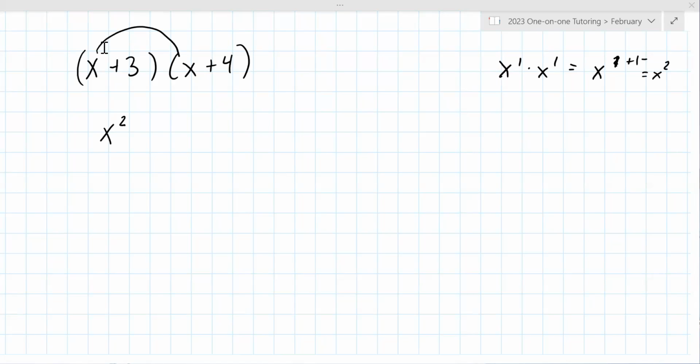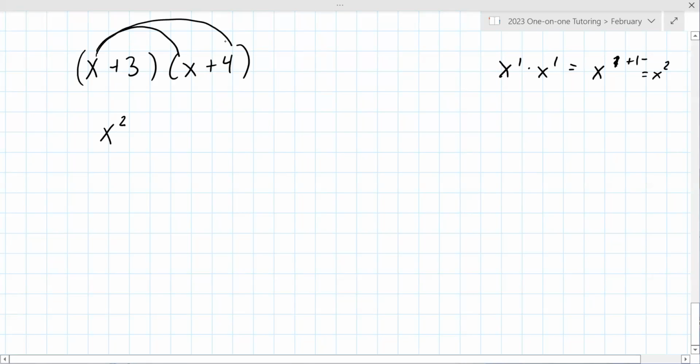Okay, so now we've got to do x times 4. Would that be 4x? Yes. And then 3 times x, and that's just 3x. Good. And then 3 times 4, 12.